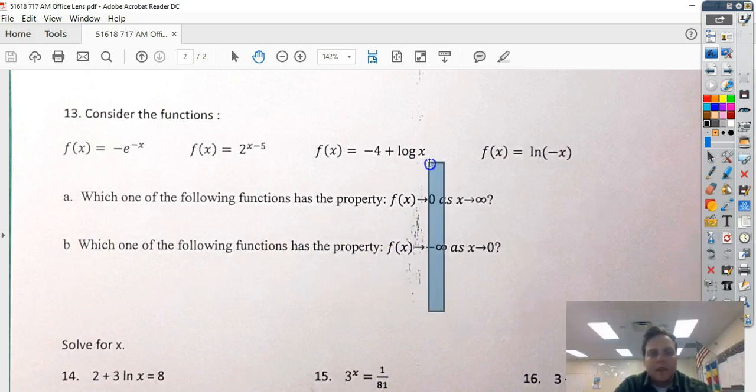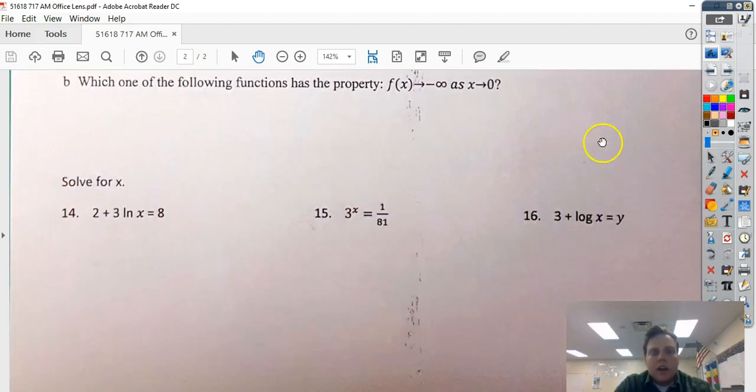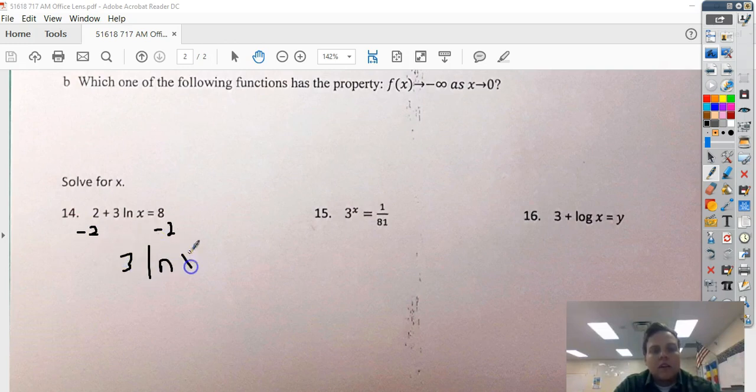Alright, let's go down. I don't know why it's not letting me scroll down so easily. Alright, solve for x. Okay, so when we look at 14, x is trapped inside the log. So that means I first have to get the log by itself, the natural log, and then I will change from log form to exponential form. So I subtract 2 on both sides. So I get 3 natural log of x equals 6. Divide both sides by 3, and I get the natural log of x is equal to 2.